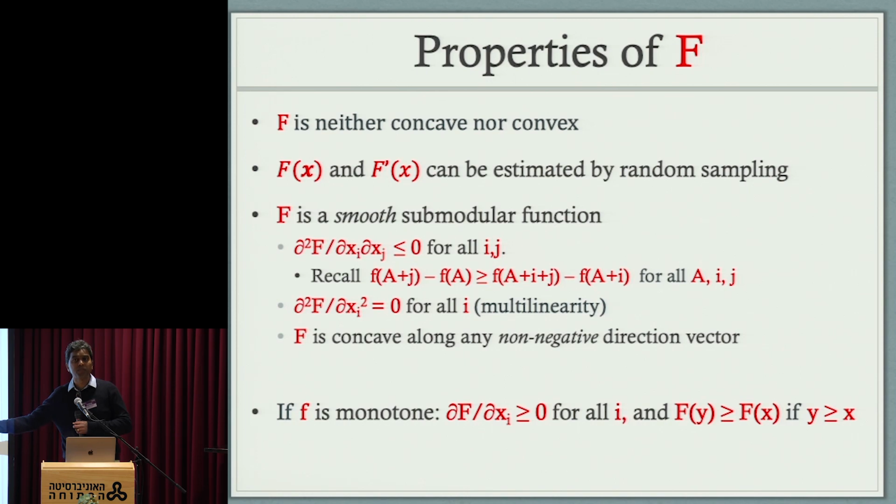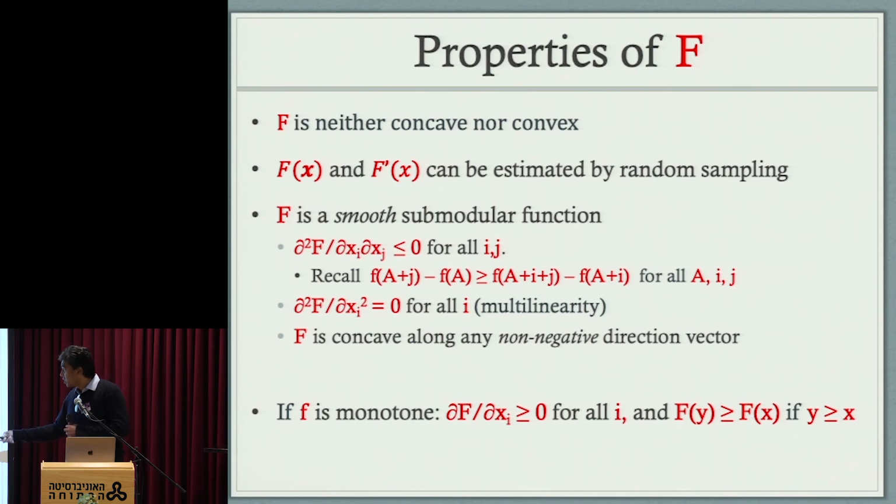You can do it by formula, but really all it is saying is the submodularity property that I defined earlier: f of A plus j minus f of A is bigger than f of A plus i plus j minus f of A plus i. This is equivalent to this in some sense, so this implies this. And secondly, the diagonals in the Hessian are all 0 because of multilinearity. Because it's linear in each variable, the second partial derivative in the same variable is 0.